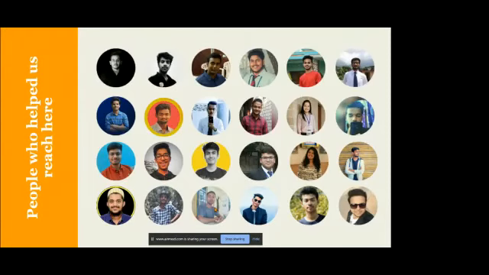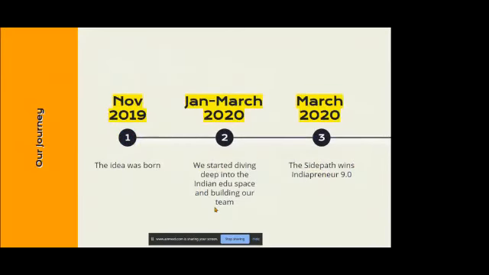So the next thing I'm going to show you is basically how we started. It was November 2019 when we got the idea of building Sidepath. I haven't included the behind the scenes part of how we got the idea, but it was basically just a single sheet of paper with almost 7 to 8 lines. That's it. This is what we are going to do. So this was basically the whole plan.